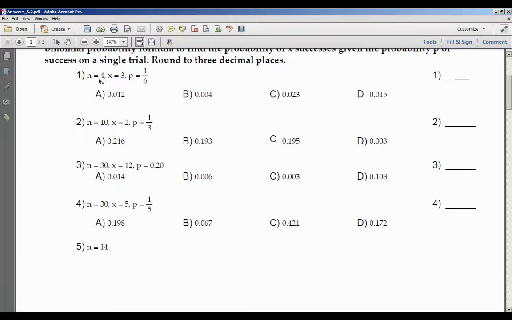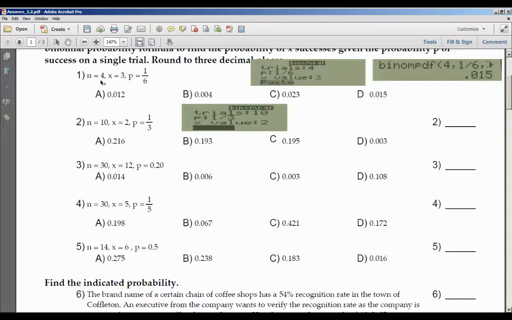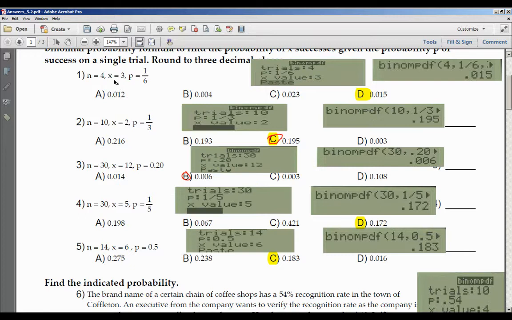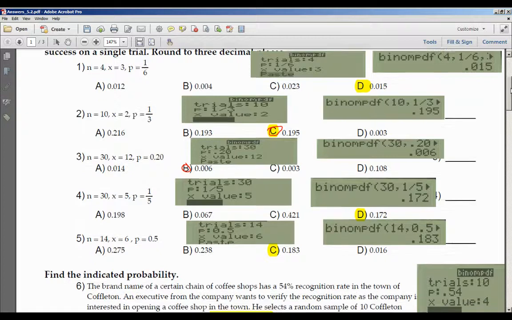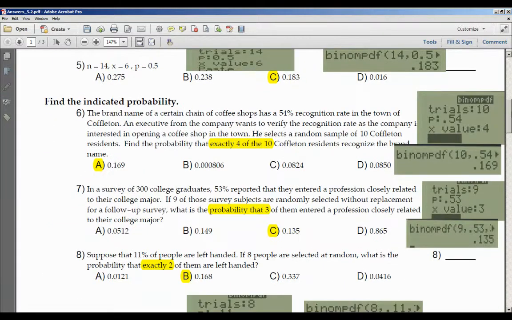So that being said, the first five problems straight away. You're given an N value, you're given an X, and you're given a P value. Just recall, if you're on the 83, you've got to put the N first, the P second, and the X value third. The X is the same thing we talk about in the PowerPoints as your R value, your number of successes. For some reason, the 83 and 84 call it an X, but it's the number of successes. So these first five give you everything you need. Just plug them in, and there may be a slight discrepancy, maybe 1/1000th, whatever.